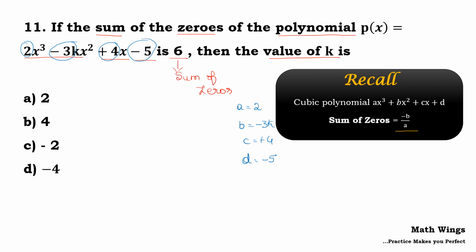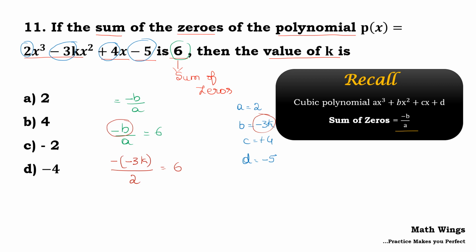Now let us apply the formula to get the answer. So we have sum of zeros equal to minus b by a. They have given the sum of zeros as 6. Therefore, minus b by a, we can equate it to 6. Now, let us substitute the values of b and a. We have b as minus 3k here. Therefore, it becomes minus of minus 3k divided by a, which is 2, that is equal to 6.